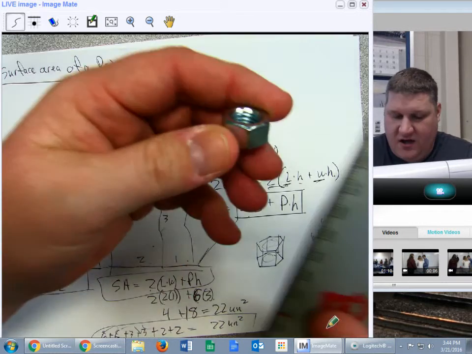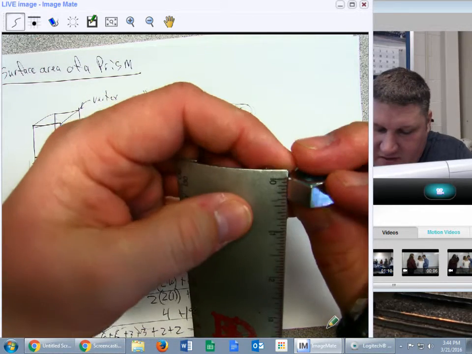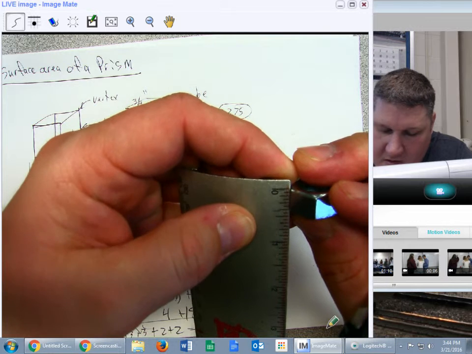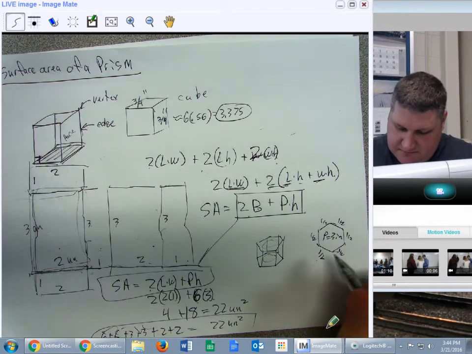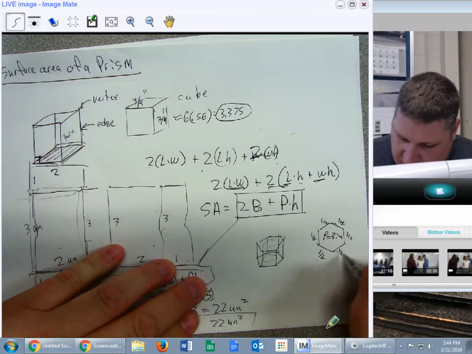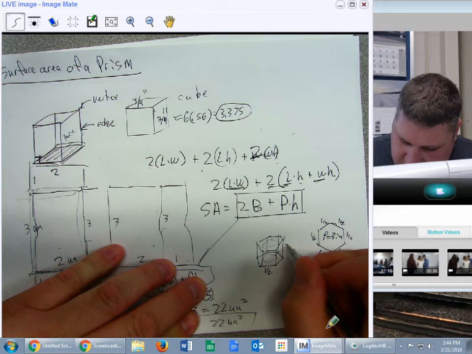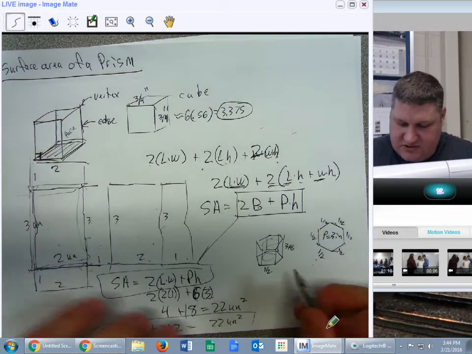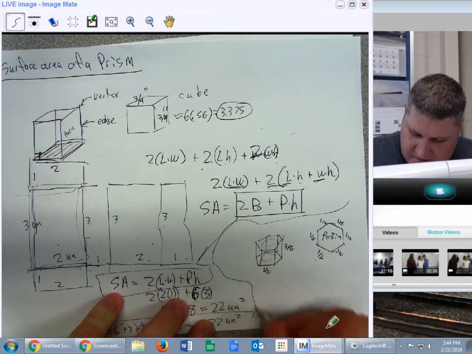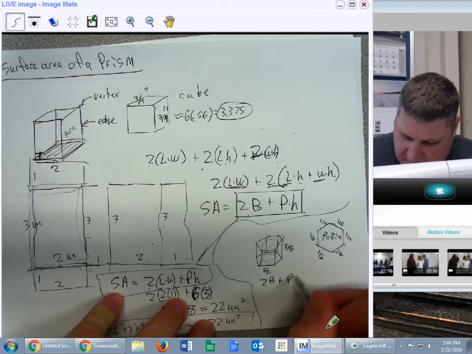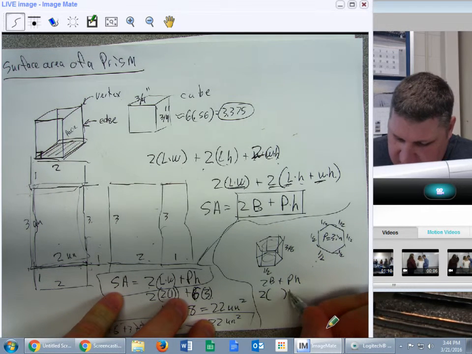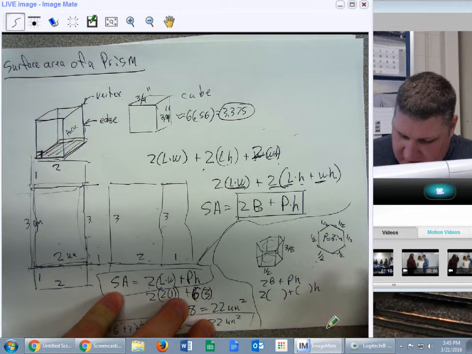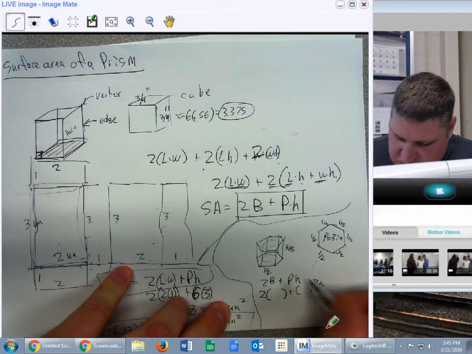Now the height on our nut is, I would like to call it a 1/2 inch, but it's more like 3/8. All right, so the height on the nut is 3/8. So I got a 1/2 inch and I got 3/8. Now what we need to do is, to find this, we need to do 2b plus ph. The base on this is going to be a little different. Plus perimeter times height. Well, the height we said was 3/8 of an inch. The perimeter we said was 3 inches, so that's good.